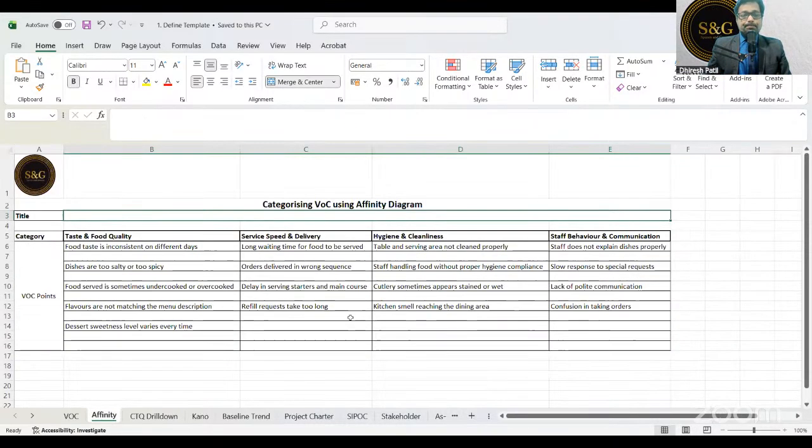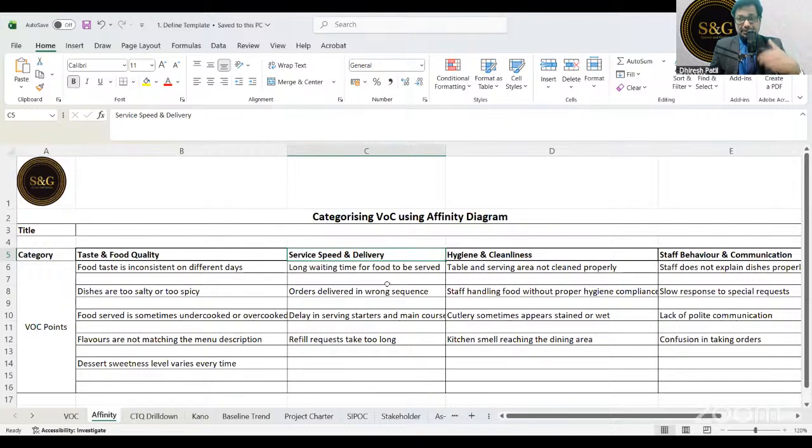Now then the affinity. What is affinity? Affinity means grouping together the voice of customer. For example, if we collect a lot of voices, then we group them together. Let's say hotel. Then there is one group called taste and food quality. There is another group which is service and speedy delivery, which is the delivery time.